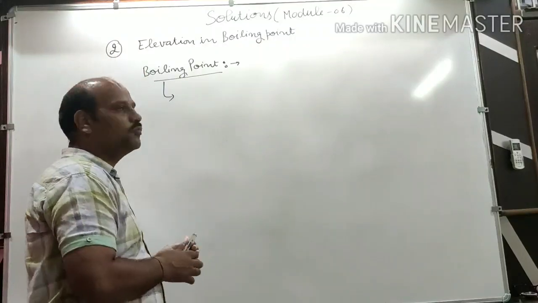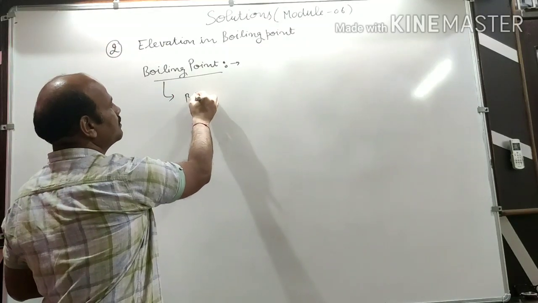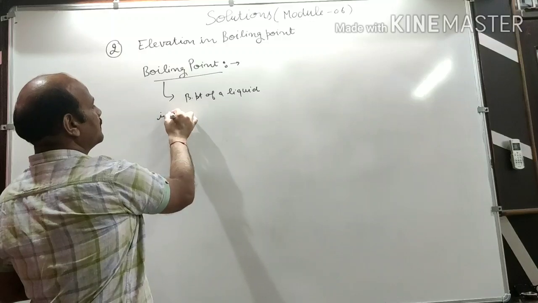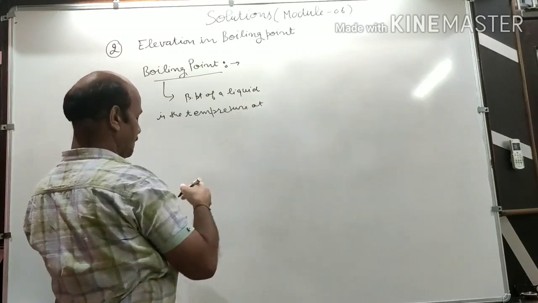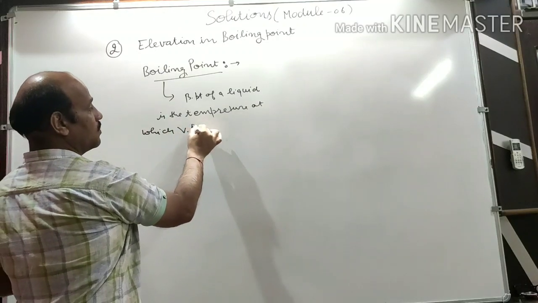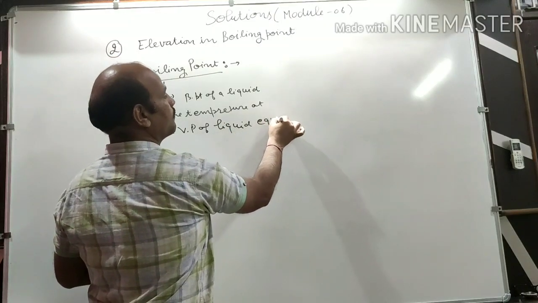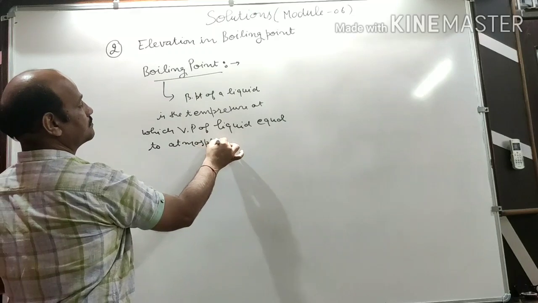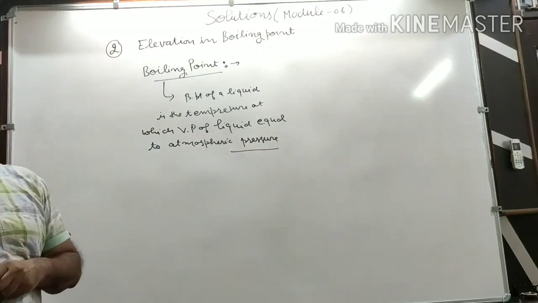First, you write the definition of boiling point. Boiling point of a liquid is the temperature at which the vapor pressure of the liquid equals atmospheric pressure. That is called boiling point.